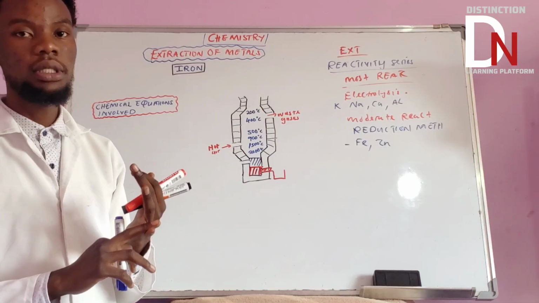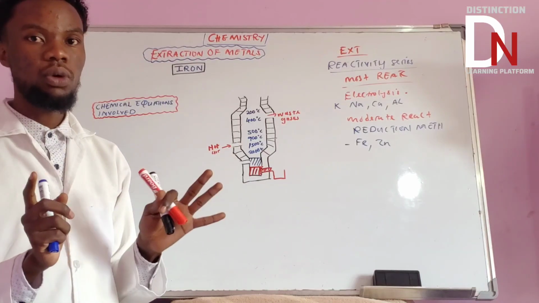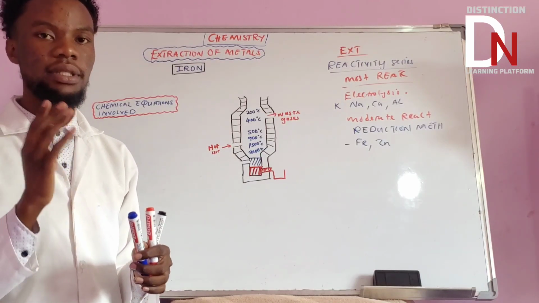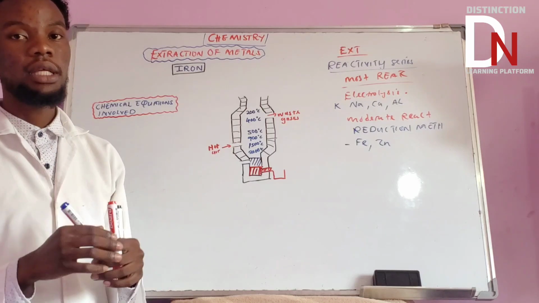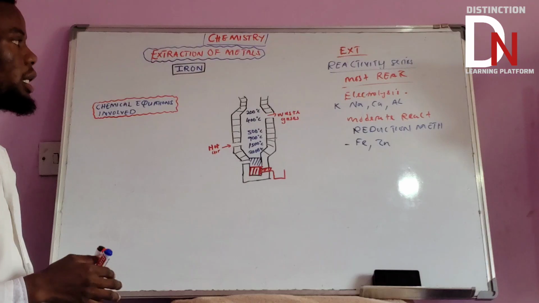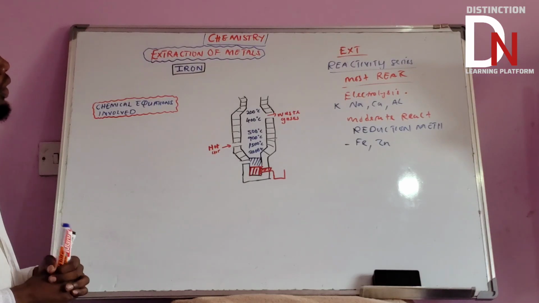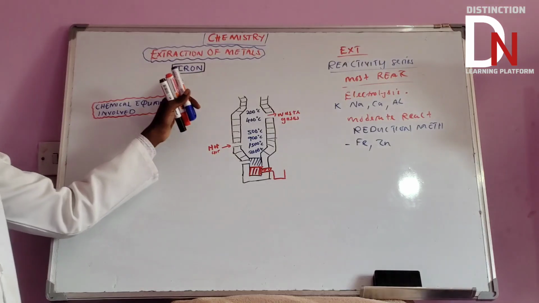So metals like gold, metals like platinum, metals like silver, those you don't need to extract, because those are the lowest reactive metals, and basically you are going to find them naturally occurring. They are not going to be found in mixtures. Okay, so since we know this, then let's go to extraction of iron.